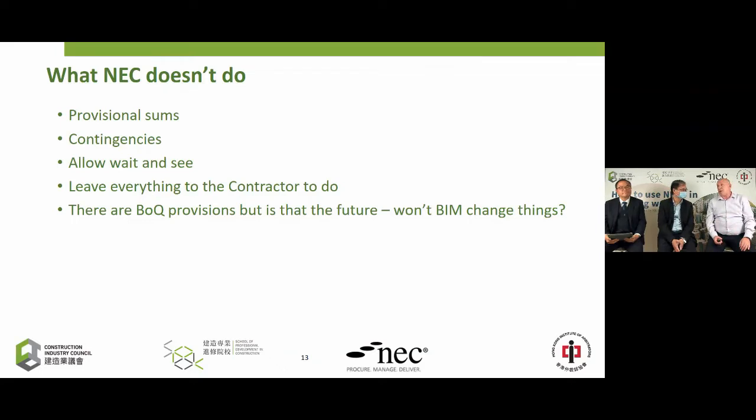There is a bill of quantities, so lots of people say, oh, where's the bill of quantities? Well, there is one in the ECC, it's option B or D, but is a bill of quantities really the future? Sure, I was taught how to measure things using the method of measurement, but won't BIM change all that in future? Won't BIM be giving us some sort of bill of quantities, some sort of program that we use in the future?